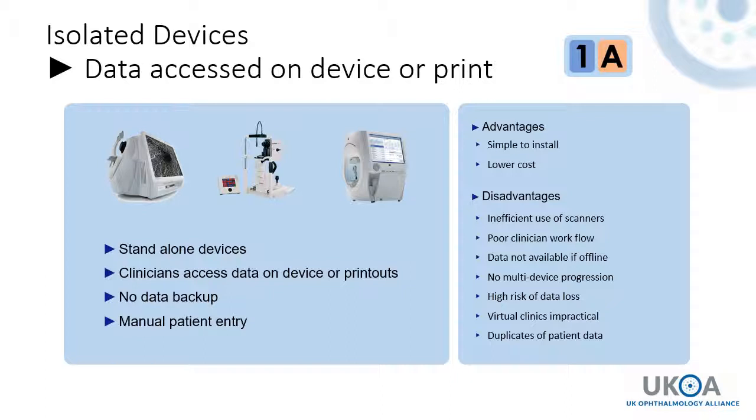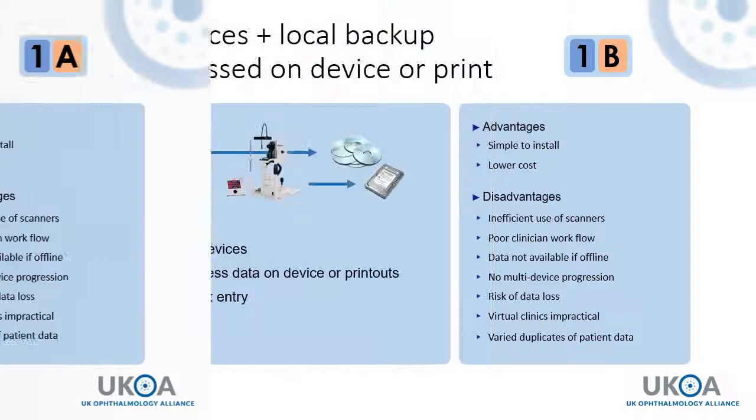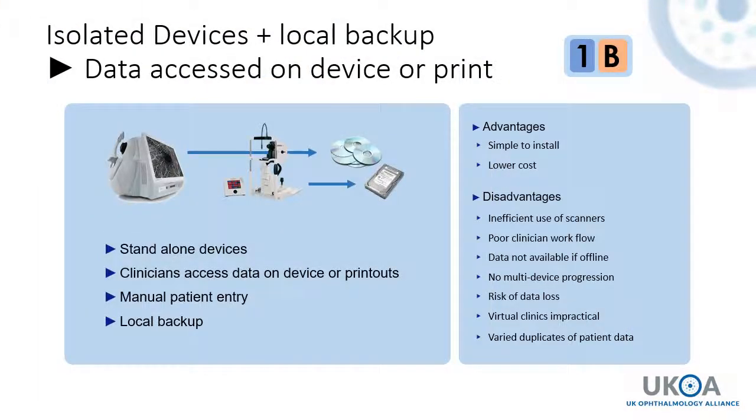The clinician workflow is poor because the clinicians can't view the results on their computers in their consulting rooms. If the machines are switched off or fail, data isn't necessarily available if the output hasn't been printed. It also makes virtual clinics very impractical because the data can't be easily collated between multiple devices. And because the data is input manually, i.e. technicians will type patients' names into the scanners themselves, you end up with duplicates on all the machines. So 1B is minimally better.